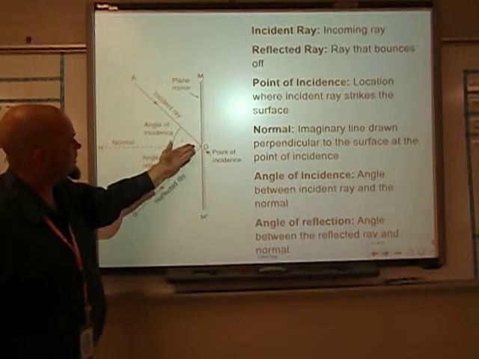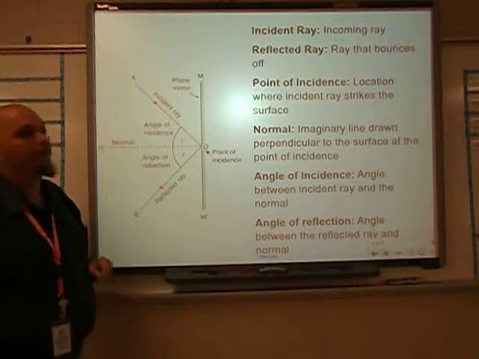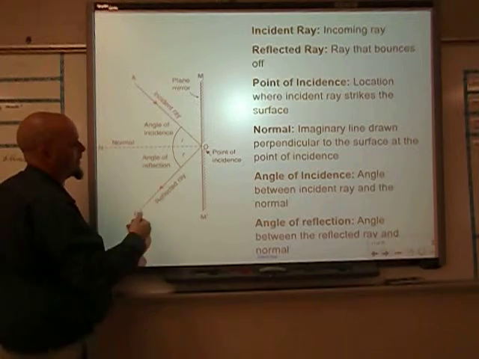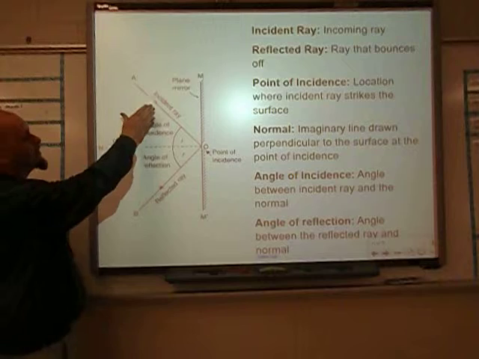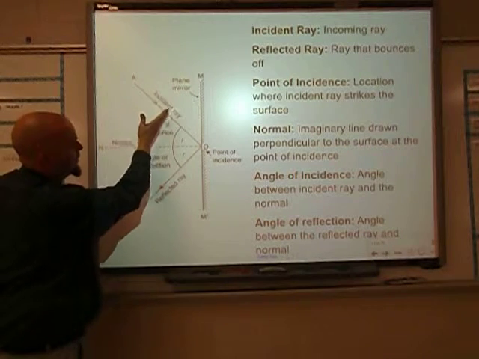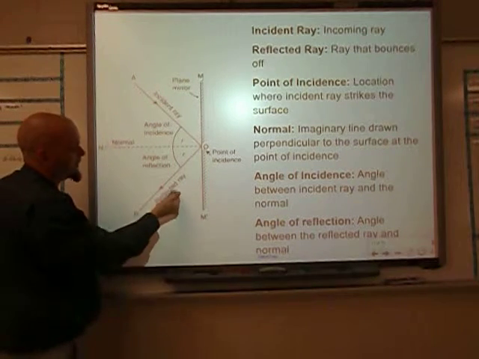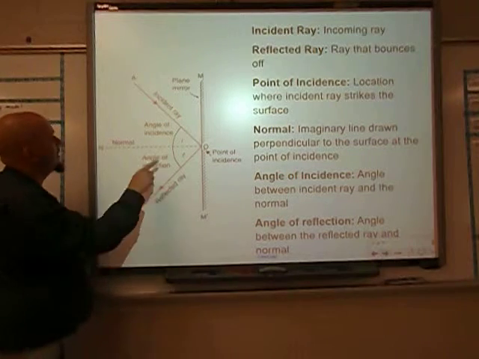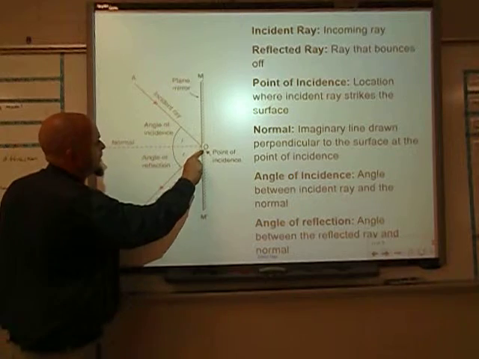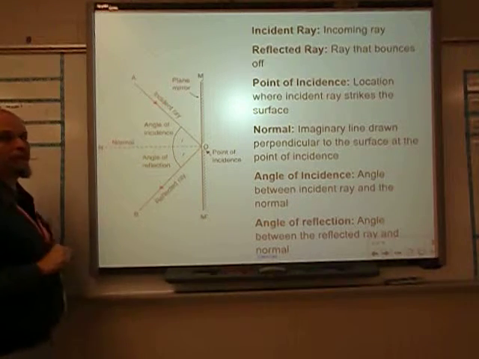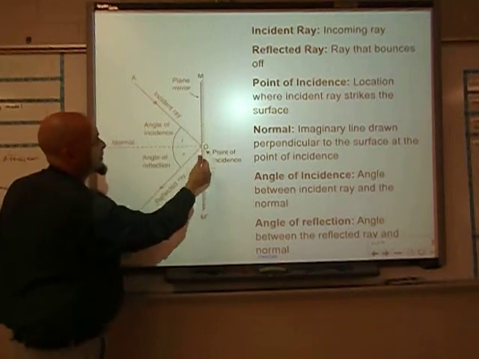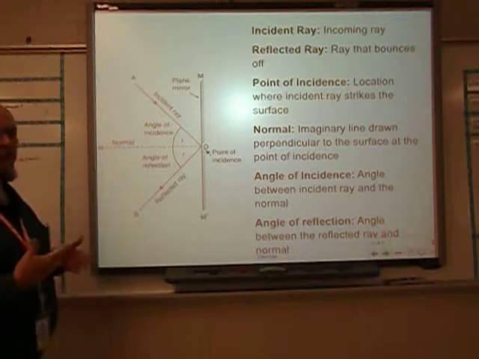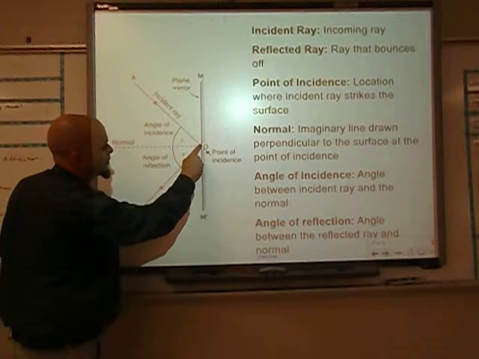The ray that hits the mirror is called the incident ray. The ray that bounces off the mirror is called the reflected ray. So incident is the wave that is approaching the mirror. Reflected is the wave that is bouncing off the mirror. There's an imaginary line that's drawn right here called the normal. The normal is a line that is perpendicular to the reflective surface, drawn at the point of incidence, or the point at which our ray actually strikes the mirror.